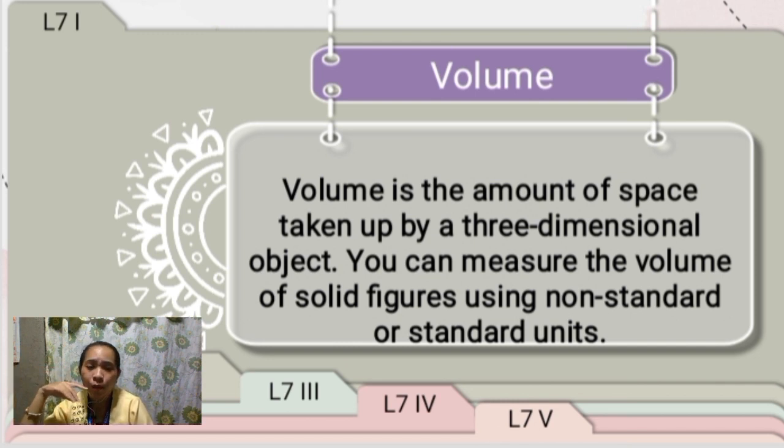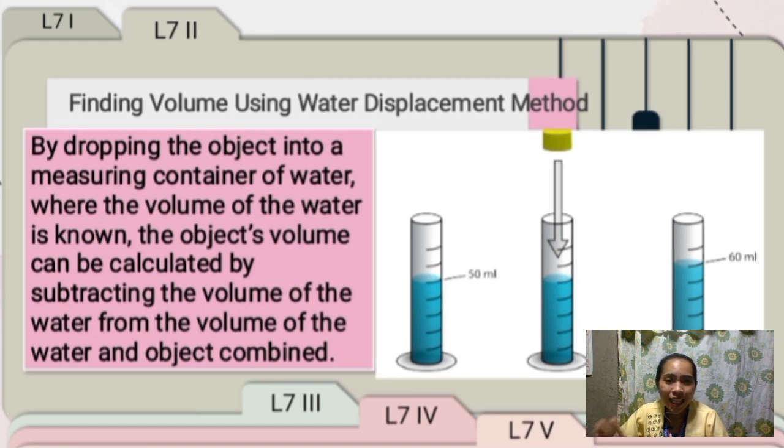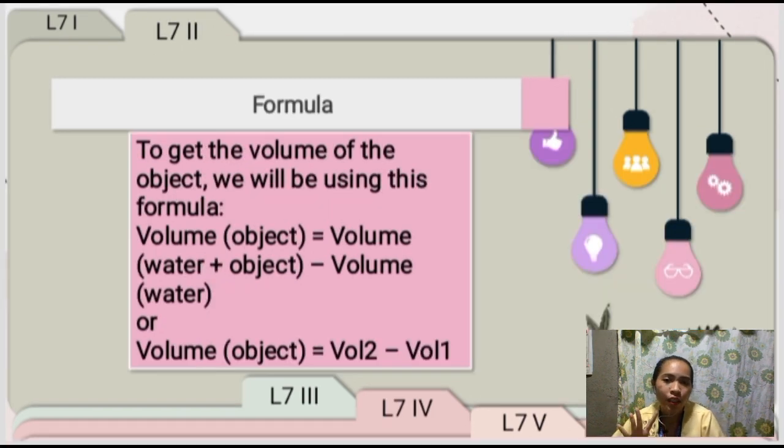That's right, we can use cups to measure the space a liquid occupies. And we can find the volume of an object using the water displacement method. So in this method, by dropping the object into a measuring container of water where the volume of the water is known, the object's volume can be calculated by subtracting the volume of the water from the volume of the water and object combined. Now to get the volume of the object, we will be using this formula. So volume of the object is equal to volume water plus object minus volume water. Or we can say volume of the object is equal to the final water level minus the initial water level.